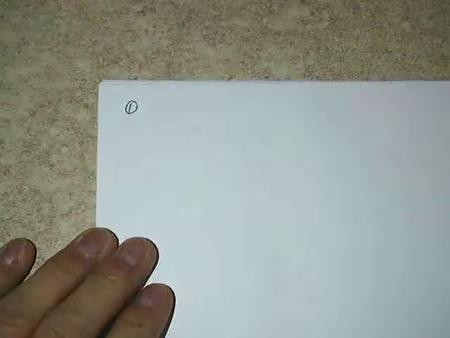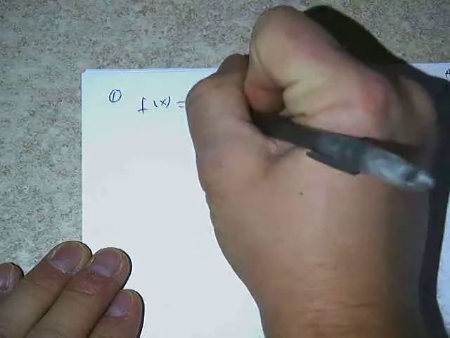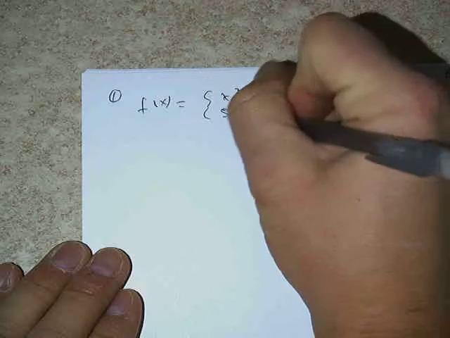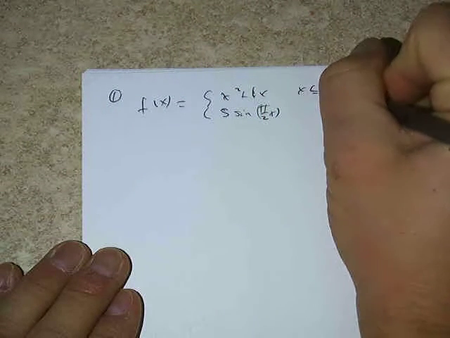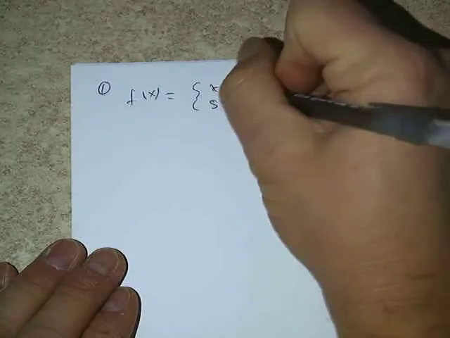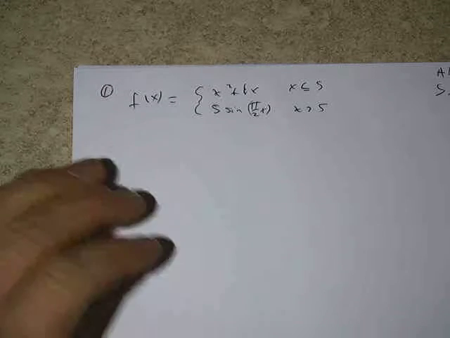Okay, so sample exam 1. Look at number 1, they give us a piecewise function. Ultimately the pieces are x squared plus bx and 5 sine pi over 2x. This is for x less than or equal to 5, and this is for x greater than 5. The question is, b is some constant, and if f is a continuous function, then what is the value of b?